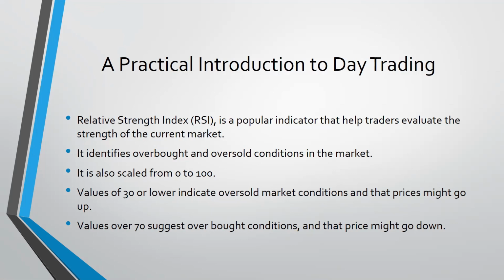In other words, when the price of the asset goes above the number 70, it suggests that the price of the asset is overbought, so it has become too high, and the next direction for the price to go is down. Likewise, if the RSI falls below the number 30, it suggests that the price of the asset has become oversold. In other words, the price of the asset has become too low, and the next direction for the price of the asset to go is up.